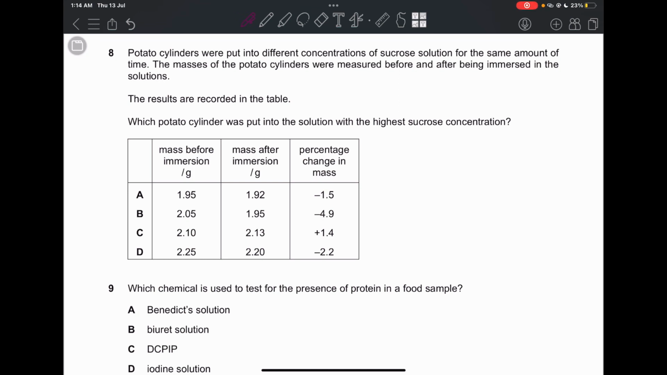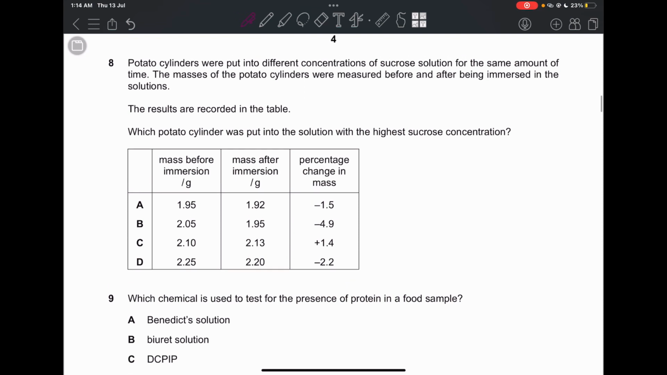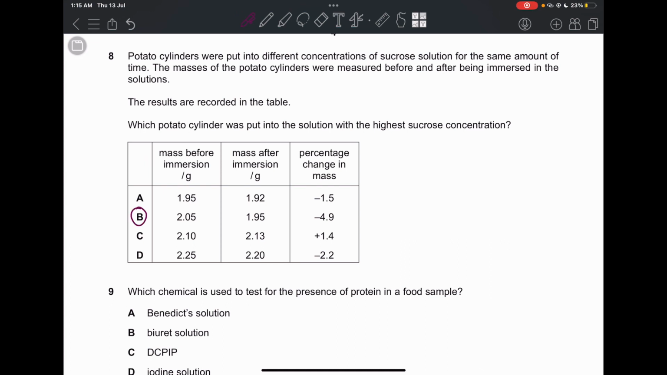Why? This is because if we put potato in a high sucrose concentration, this will cause the water to move from high to low concentration, which is high sucrose concentration. So water will move out of the potato, causing a high percentage change in the mass of the potato itself. So we're going to be choosing B. This is because it lost the highest amount of mass, which means there was the highest amount of diffusion, which indicates that there is the highest sucrose concentration in that solution.